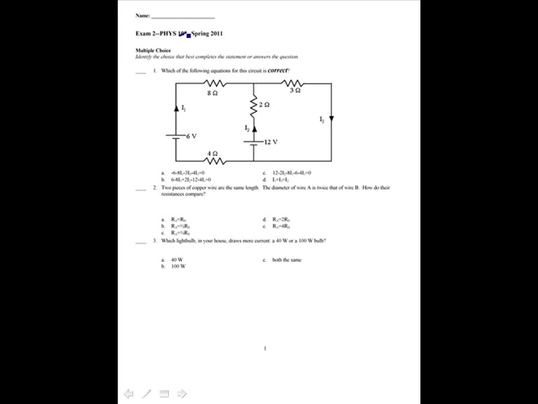This is exam 2. This is physics 202, spring 2011. Multiple choice first. Which of the following equations for this circuit is correct? Let's just start going through them.